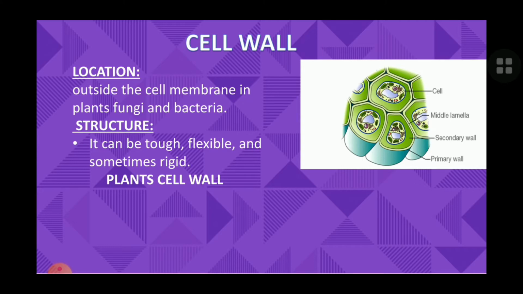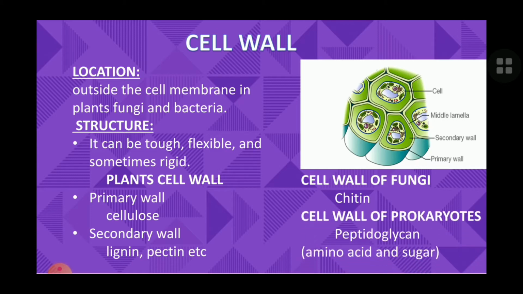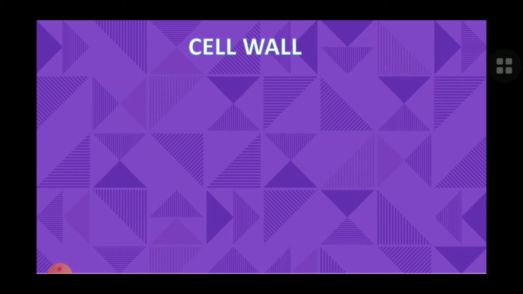The plant cell wall. In a newly formed plant cell, the first wall which is produced is called the primary wall, and it is made up of cellulose. While in some cells of the plant, a secondary wall is produced, which is formed by the deposition of lignin and pectin-like material inner to the primary wall. The cell wall of fungi is different from plants; it is made up of chitin. In prokaryotes, the cell wall is made up of a complex of amino acids and sugar, that is peptidoglycan. It is also known as murein.